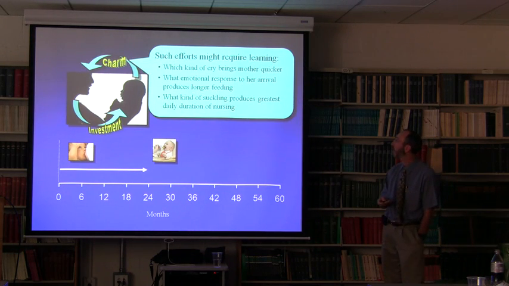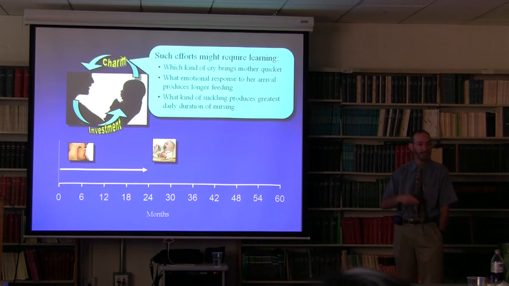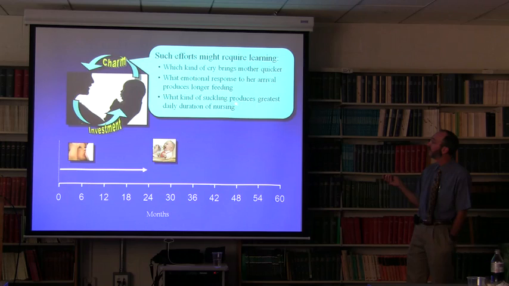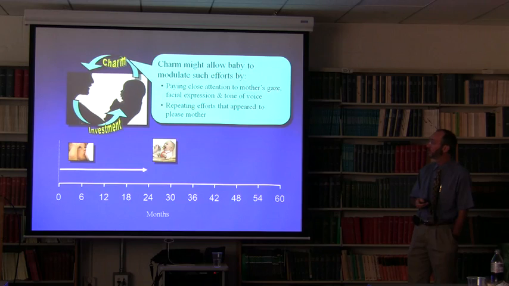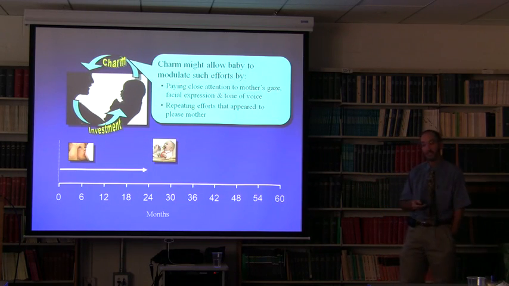Such efforts might require learning which kind of cry brings mother quicker, what emotional response to her arrival produces longer feeding for that session, and what kind of suckling produces a greater daily duration of nursing. Charm might allow a baby to modulate such efforts by paying close attention to mother's gaze, facial expression, and tone of voice, and repeating efforts that appear to please its mother.